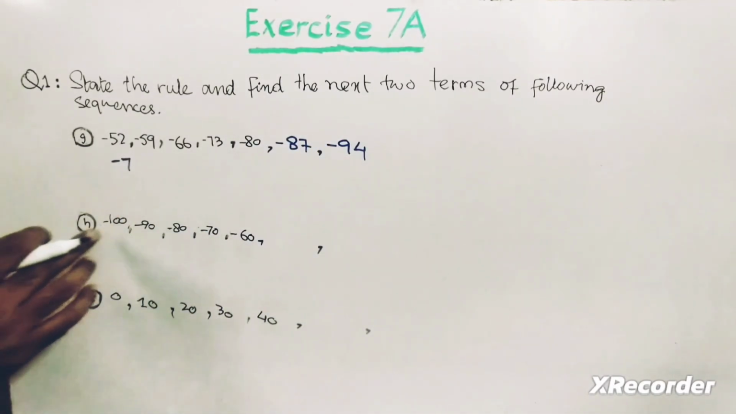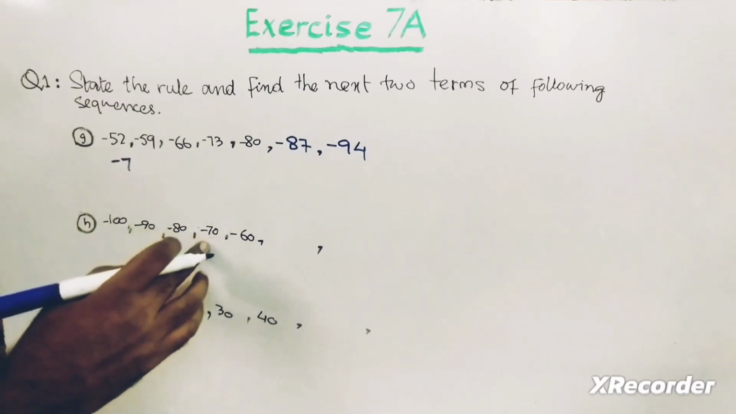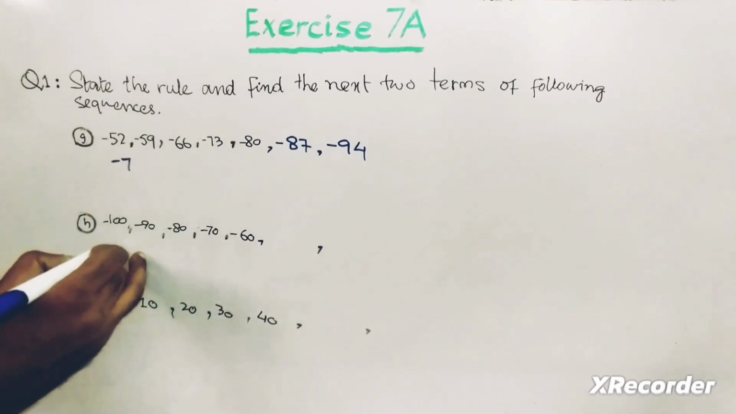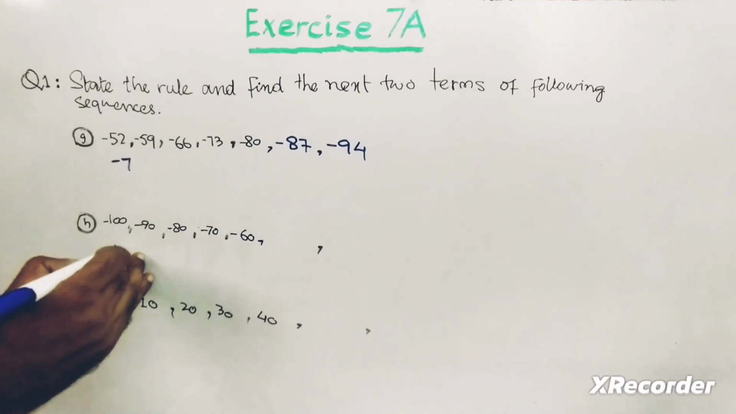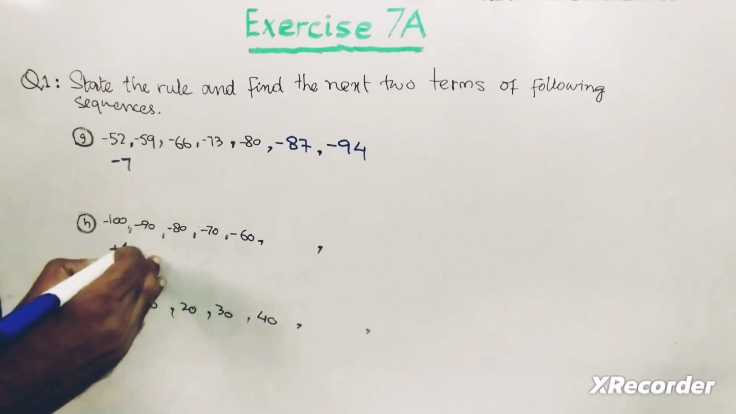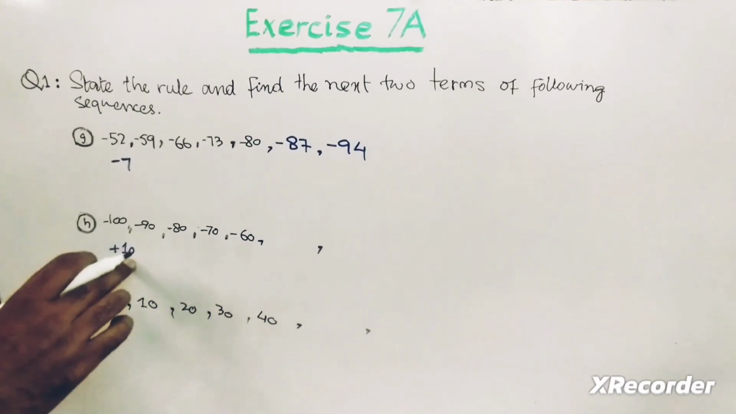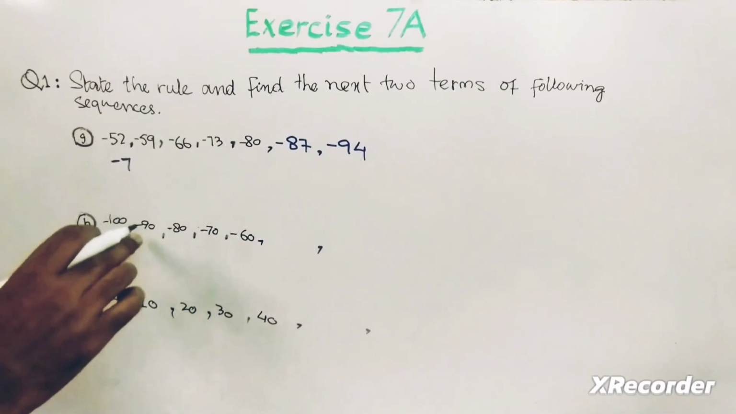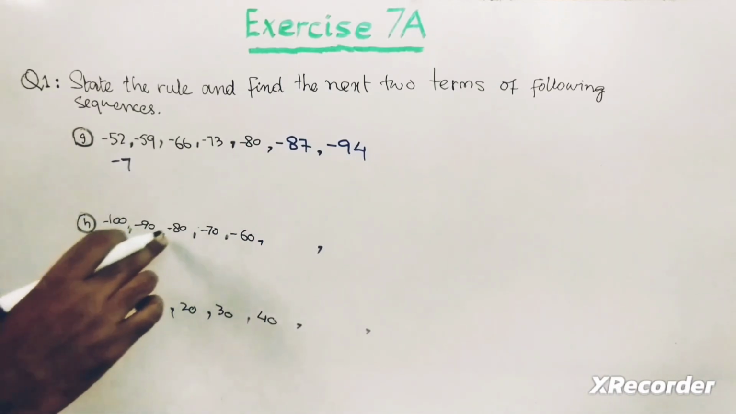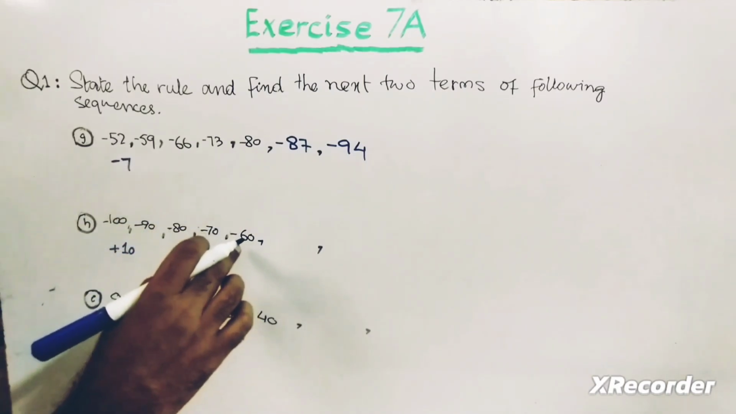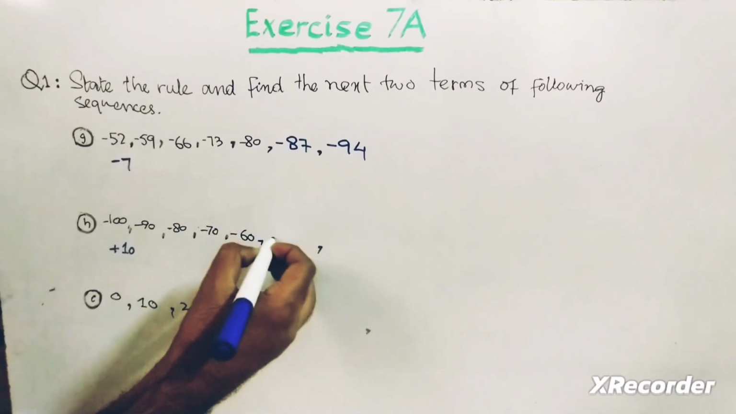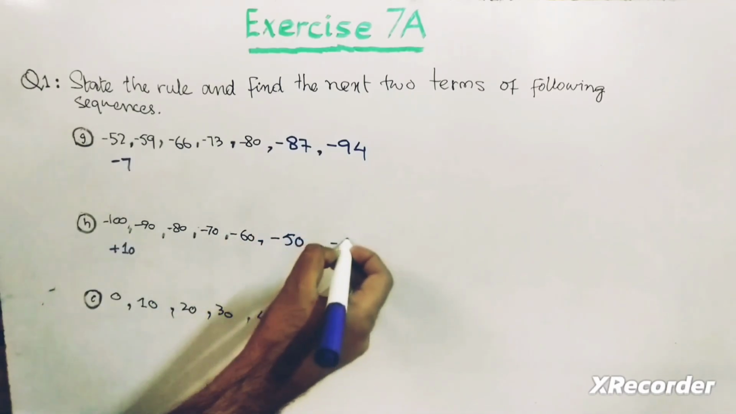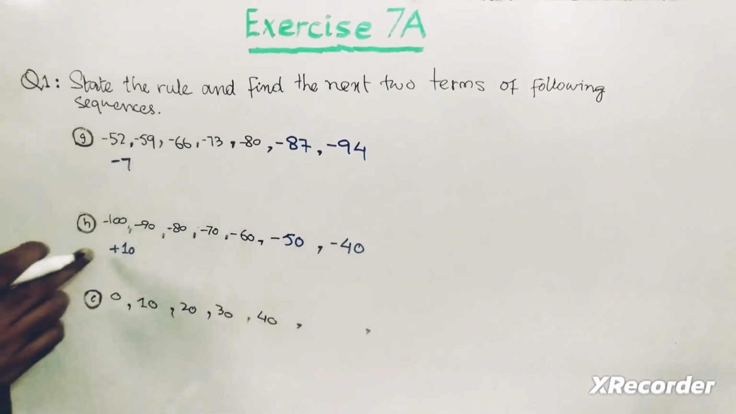Next part, minus 100, minus 90, minus 80, minus 70, minus 60. So what is the rule? Plus 10. If we add plus 10 to minus 100, we get minus 90. Similarly, when we add plus 10 to minus 90, we get minus 80. Similarly, when we add plus 10 to minus 60, we get minus 50. And then plus 10 to minus 50 is minus 40. So the rule is plus 10.